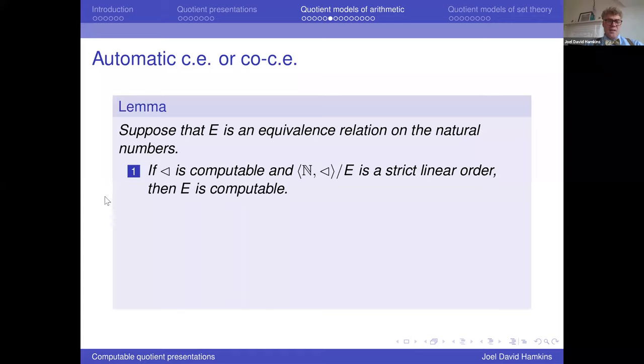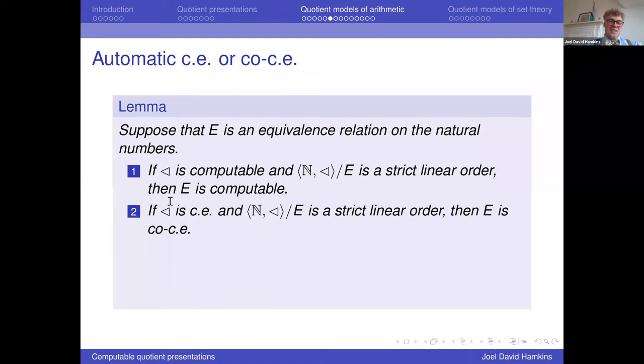Okay, this is an easy lemma here. If you have an equivalence relation and you have a computable relation whose quotient is a strict linear order, like less than, then E is computable. That's just what we said before, because to be equal means that neither one is strictly less than the other. So if this is computable, then the equality is going to be computable. If the relation is only CE though, and the quotient is a strict linear order, then automatically E is going to be co-CE. Because to be unequal means one of them is less than the other, which is something that you'll be able to observe, okay?